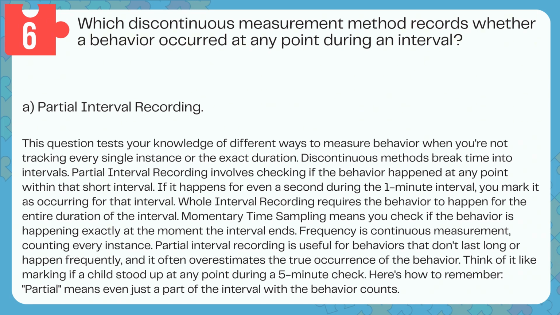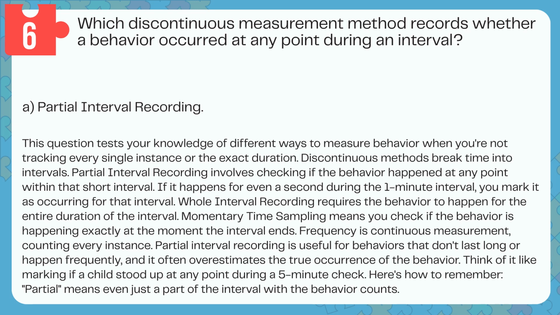Whole interval recording requires the behavior to happen for the entire duration of the interval. Momentary time sampling means you check if the behavior is happening exactly at the moment the interval ends. Frequency is continuous measurement, counting every instance.